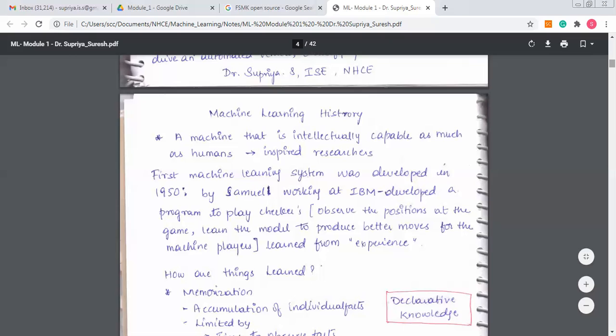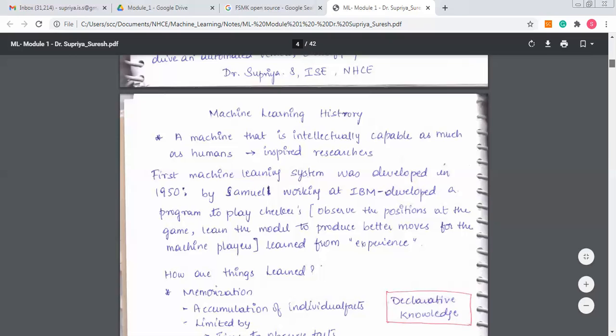So we observe the positions in the game, learn the model to produce better moves for the machine players, which is learned from experiences. So each and every move that we make on the board, we're going to make those as instances. We're going to make the system learn. We would give the system a set of training data, and upon the training data, it starts learning from the experiences which were collectively given as an input to the machine. Okay, so this in 1950 was the first machine learning model by Samuel, who was working at IBM. He developed a program to play checkers.